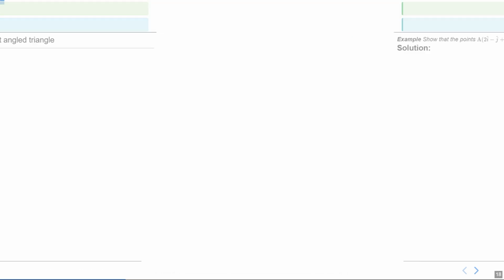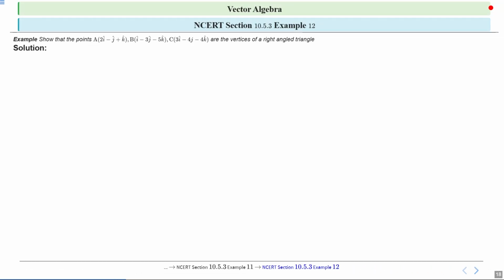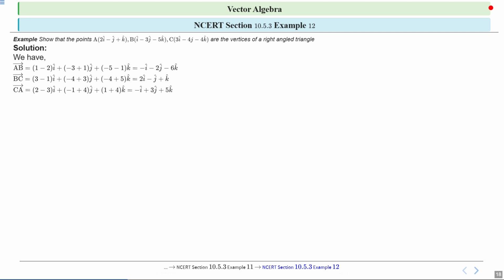Let's see how we can solve this. AB vector will be equal to (1 minus 2) i cap plus (minus 3 plus 1) j cap plus (minus 5 minus 1) k cap, which is equal to minus i cap minus 2 j cap minus 6 k cap. BC vector will be equal to (3 minus 1) i cap plus (minus 4 plus 3) j cap plus (minus 4 plus 5) k cap, which is equal to 2 i cap minus j cap plus k cap. And CA vector will be equal to (2 minus 3) i cap plus (minus 1 plus 4) j cap plus (1 plus 4) k cap, which is equal to minus i cap plus 3 j cap plus 5 k cap.